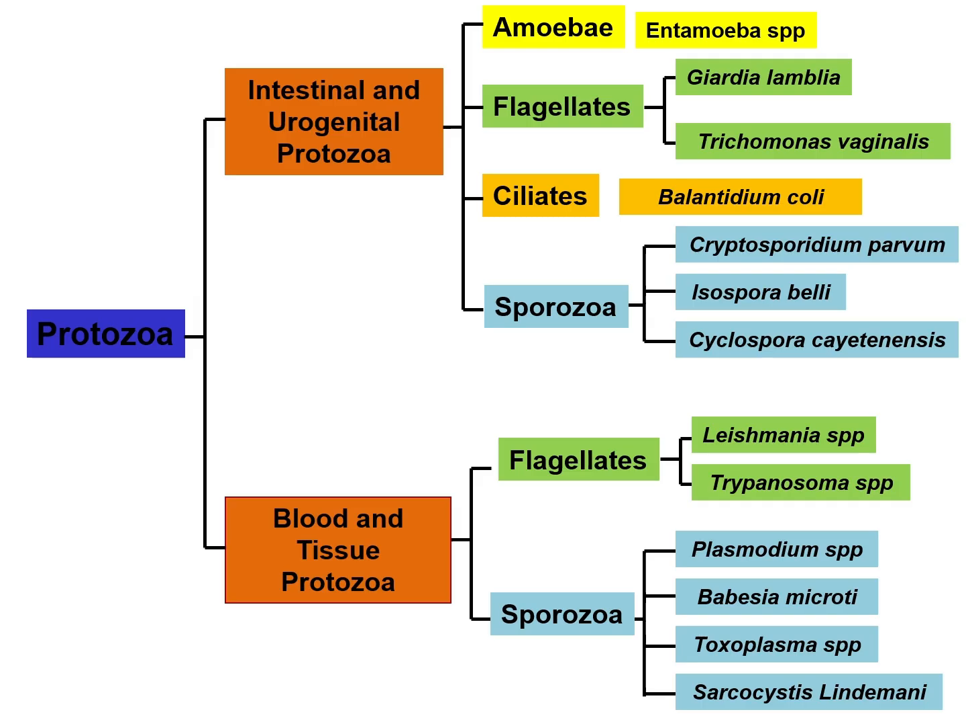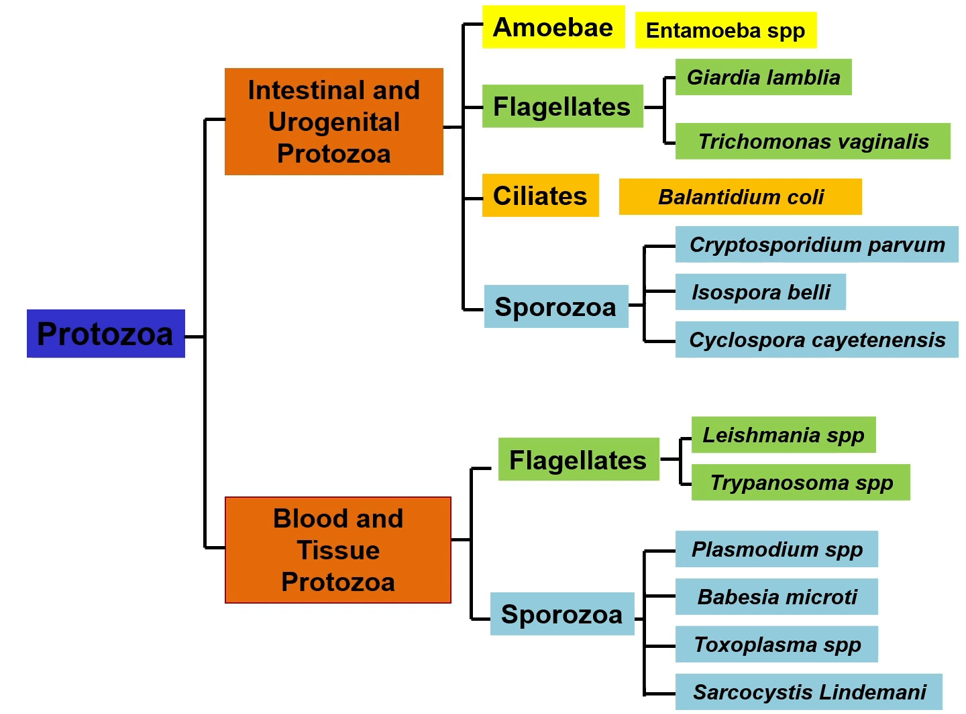As a very quick reminder, and as discussed in previous sessions, we divided the protozoa into intestinal and urogenital protozoa, as well as into blood and tissue protozoa. And if you recall, we divided intestinal and urogenital protozoa according to their way of locomotion into amoebas, which move by pseudopods, and we discussed Entamoeba histolytica among other non-pathogenic species.